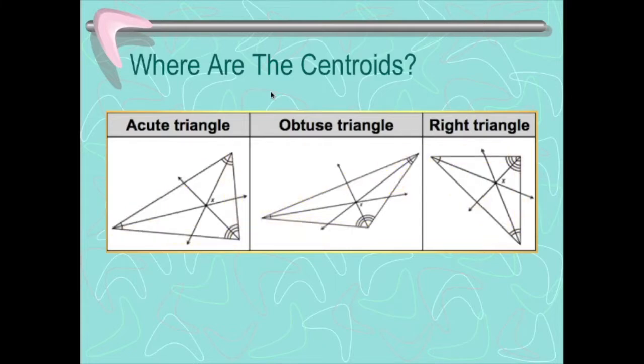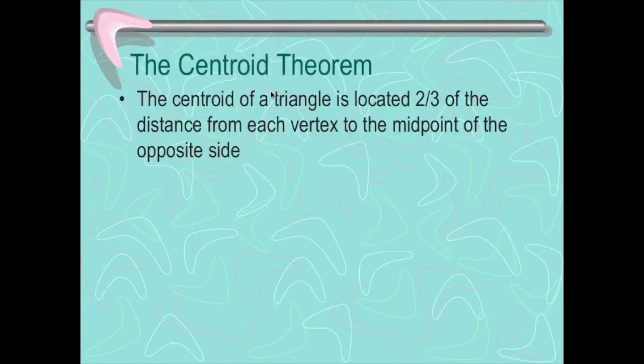Your centroid theorem, it's in your postulate book already. We're going to do something with it. The centroid of a triangle is located 2/3 of the distance from each vertex to the midpoint of the opposite side. Let's look at a picture so you can see what that means.